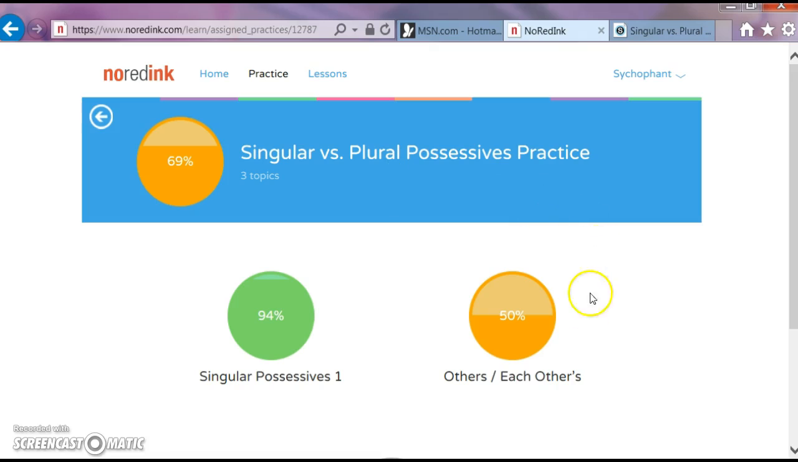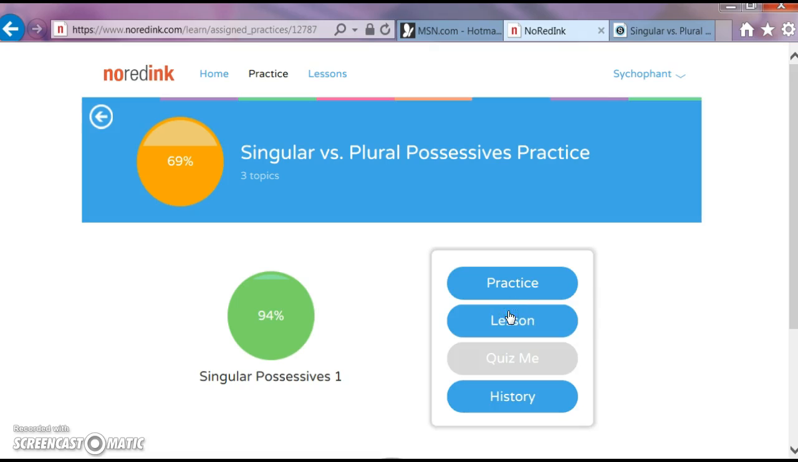It's going to take me to a page that shows me how I'm doing so far with regard to this skill. So it shows me that I have 94% accuracy when I'm identifying singular possessive words. So I know how to put that apostrophe S on things. But I'm a little bit confused when it's others versus each others. This one's kind of weird because that's one of those words that's sort of like, is it plural? Is it singular? I'm not exactly sure. So I need practice on this one.